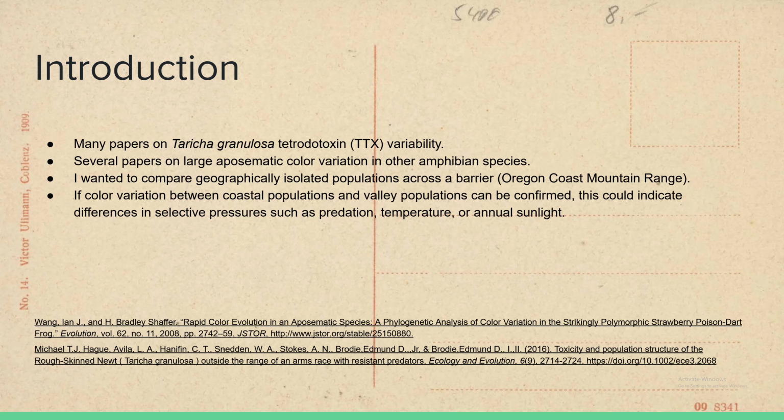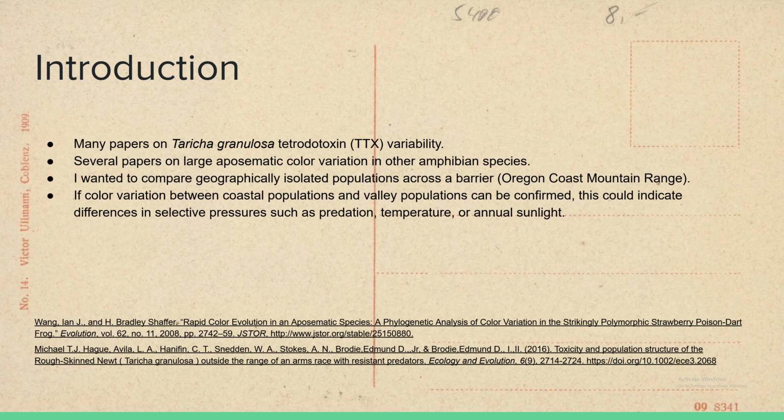First off, a little background. There have been many papers published on the toxicity variability of rough-skinned newts. They are extremely poisonous. The toxin that they carry is called tetrodotoxin. It's a neurotoxin that binds to and blocks sodium-potassium channels in most vertebrates, usually resulting in death.